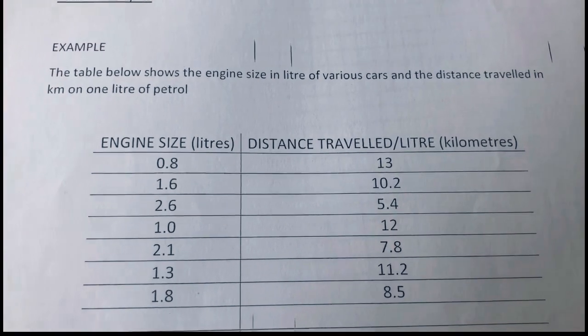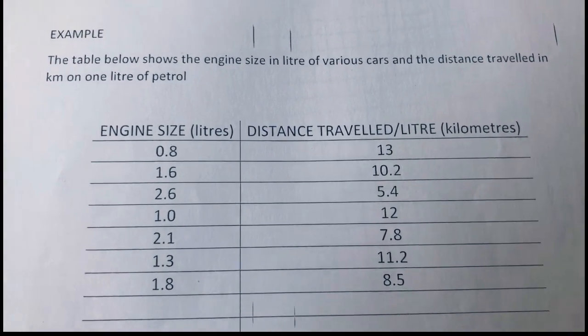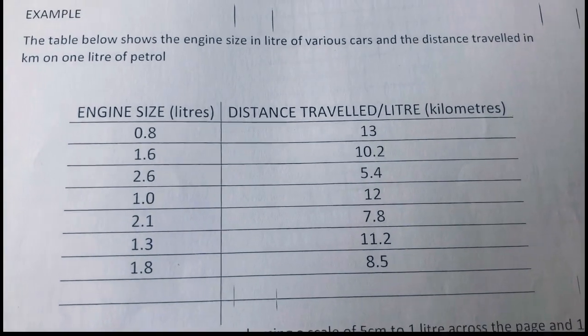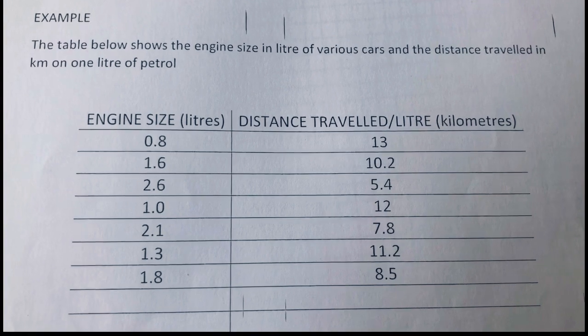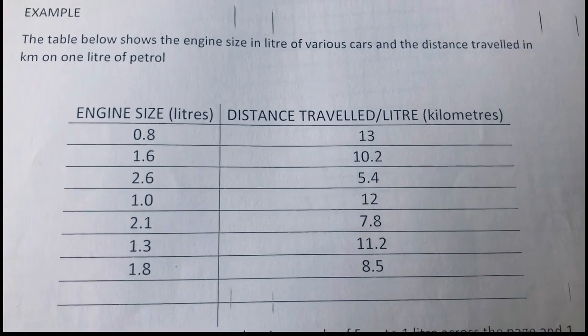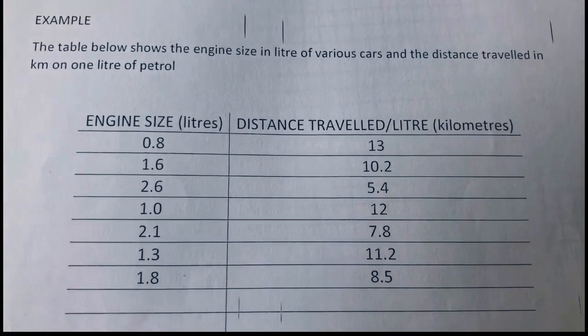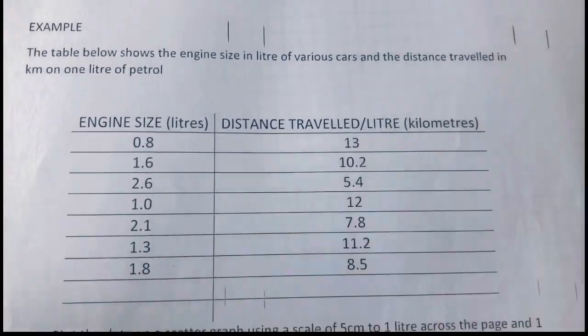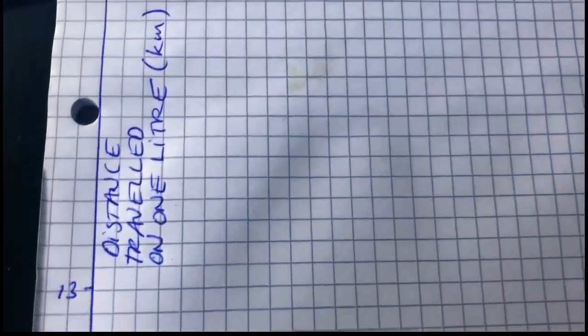But it may be more expensive to run it, and let's see if we can find evidence for that using this data set. So there's the various different engine sizes of cars and also information about how far they travel on 1 litre of petrol. Now, plot this on a scatter graph. I'm going to plot this out.